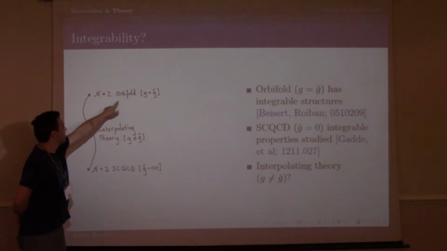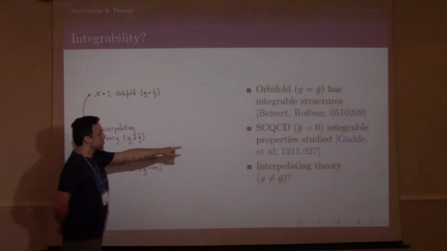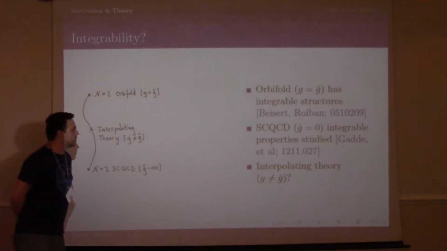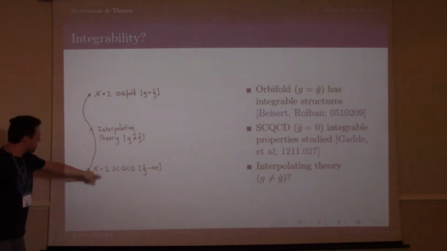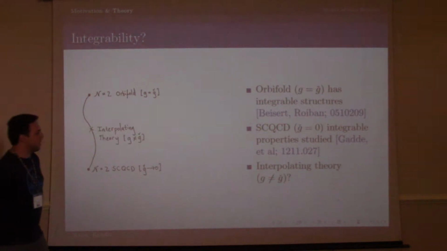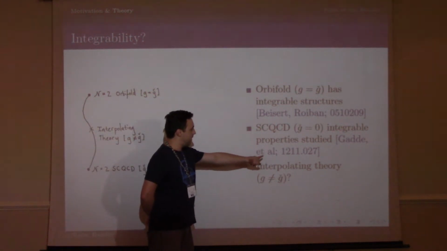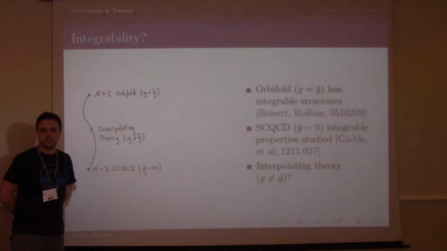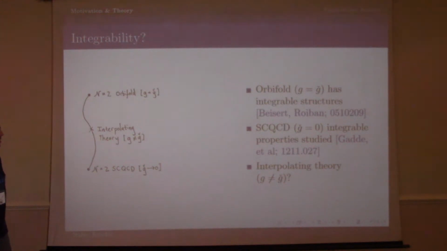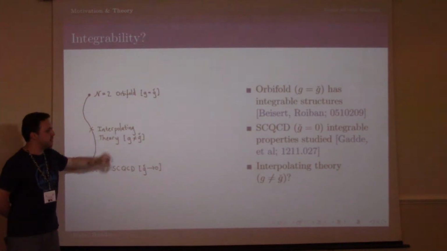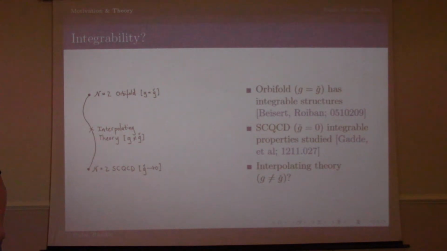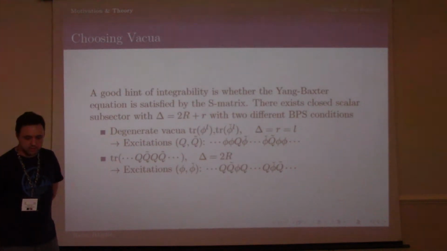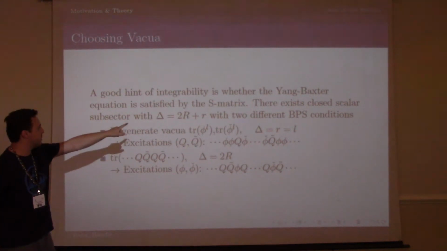And if I start here at the orbifold point, integrable structures have indeed been identified, and you can see that in this paper by Zoubos and Beisert. And at the other side of the extreme, the integrable properties were studied by Gadde and others, and I believe that they did see at least some hints of integrability down there. But what I am ultimately interested in here is the interpolating theory, which I will say more about in a second.